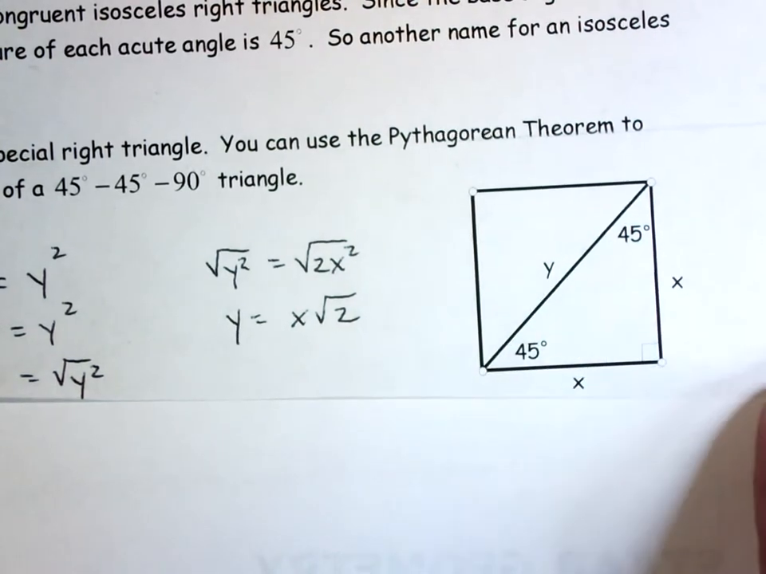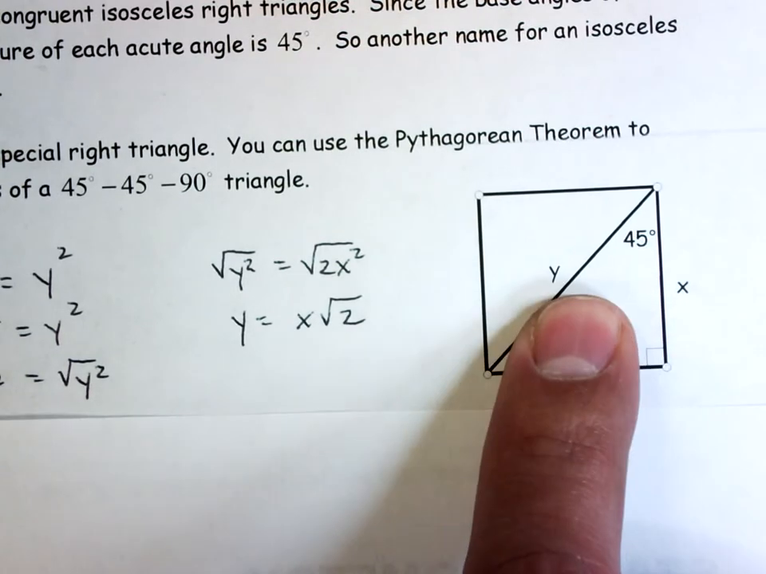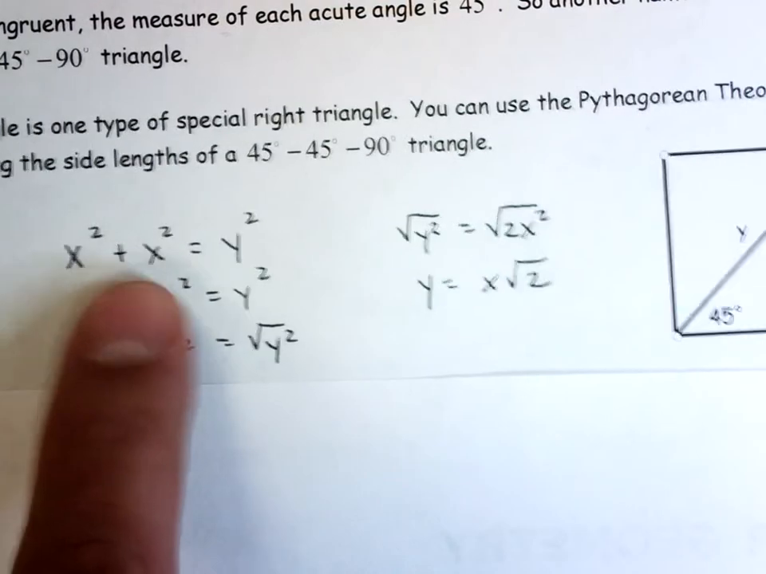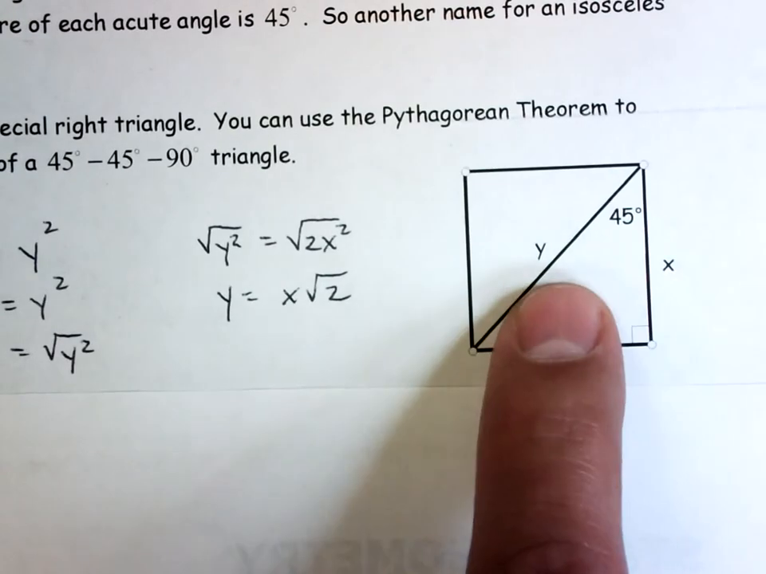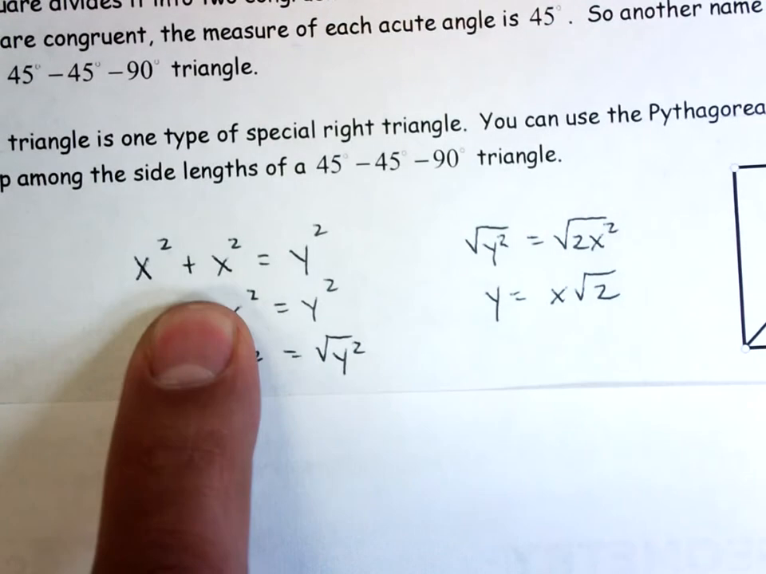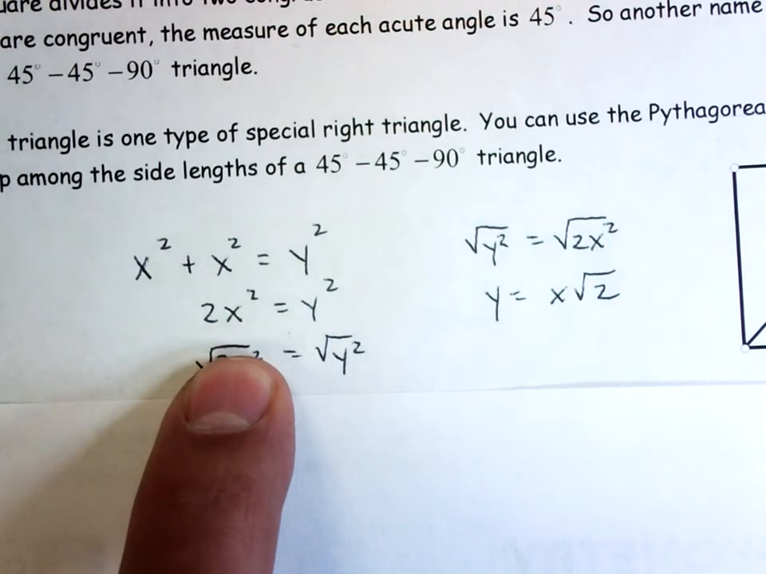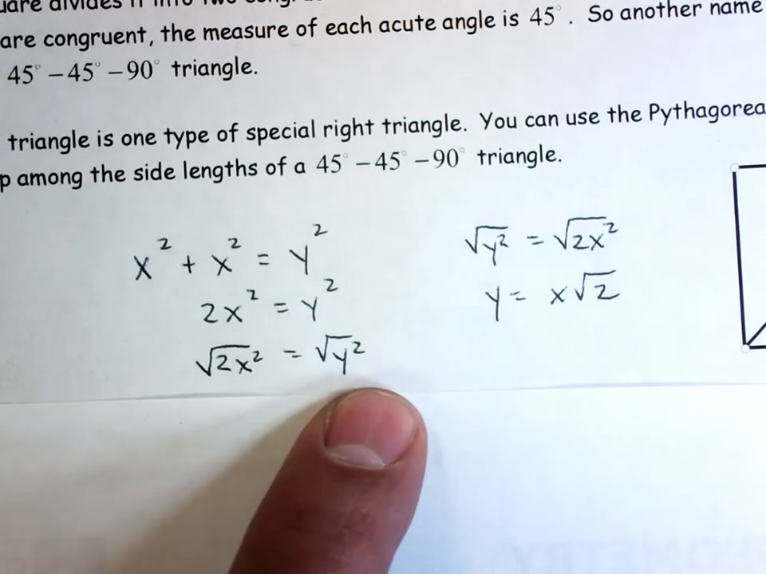Now if I just do the Pythagorean theorem, so again, that's x, we'll call the diagonal y. Let's do the Pythagorean theorem. So I have a squared plus b squared equals c squared. So I have x squared plus x squared equals y squared. X squared plus x squared is just 2x squared, so I have 2x squared equals y squared. Take the square root of both sides.